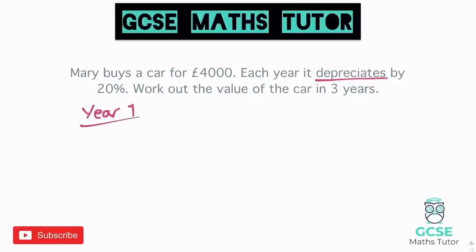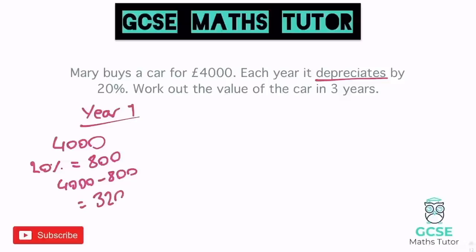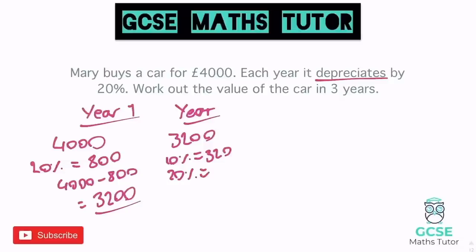Year 1, the £4,000 is what it's worth. 20% of that we can work out. 10% is 400, 20% is 800. And if we take away that 800, so 4,000 take away 800, we end up with 3,200. So we don't keep losing £800 a year. Now in the second year, it's worth 3,200. 10% of that is 320. 20% of that is double that, 640. And we could subtract 640. So 3,200 take away 640 will leave us with our answer for the year.